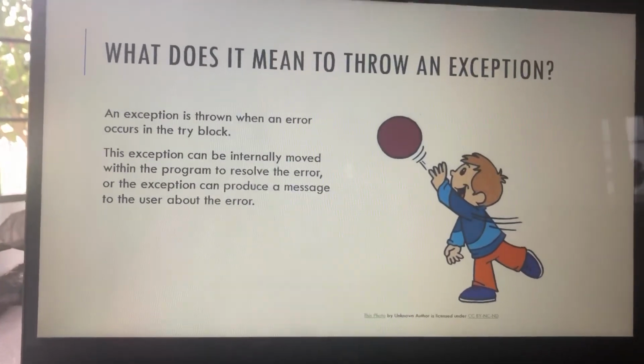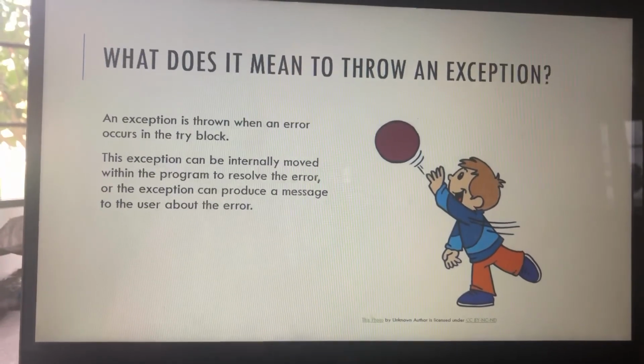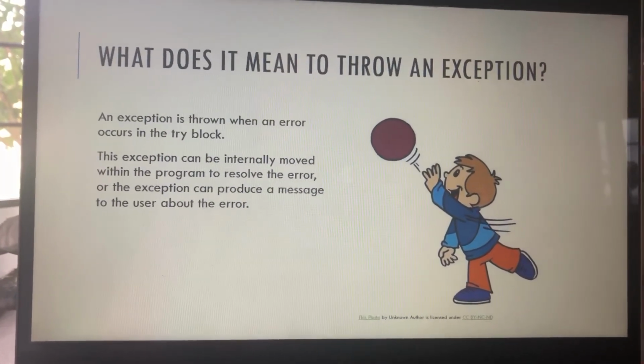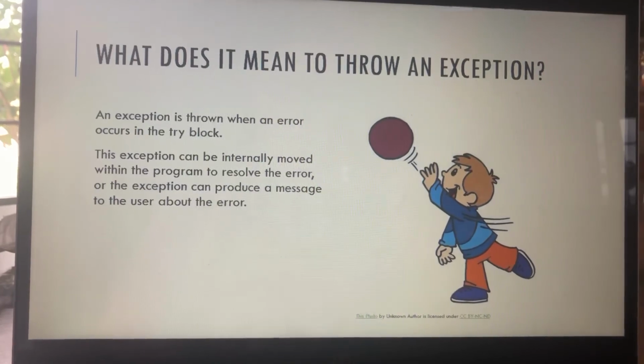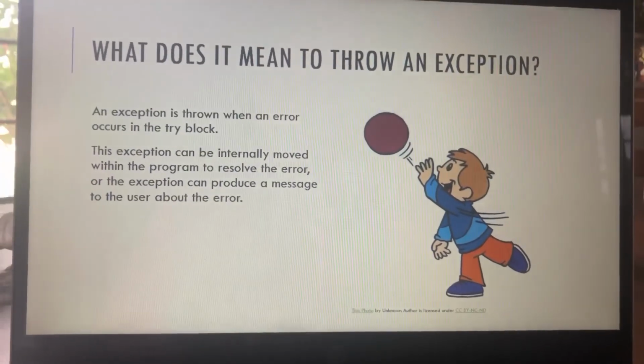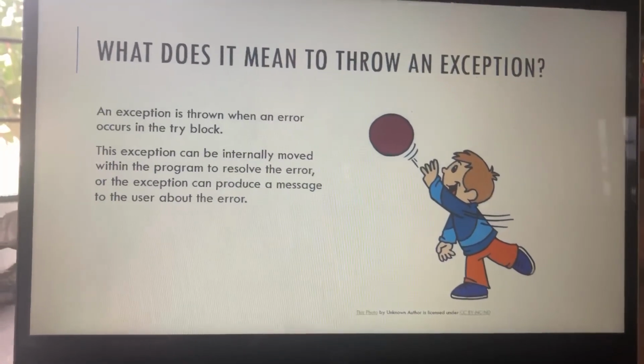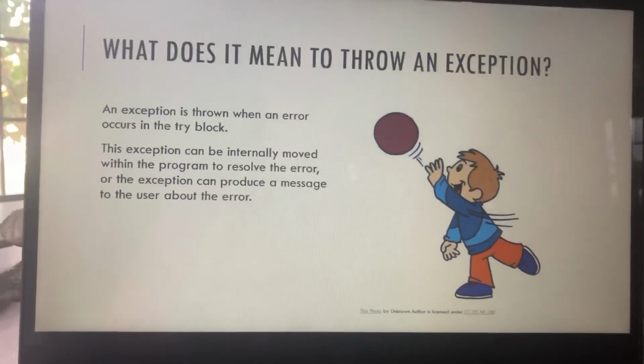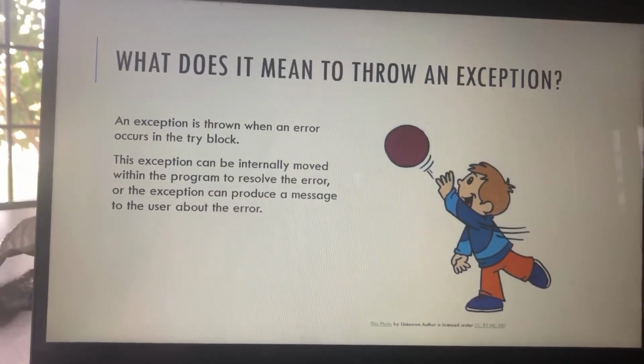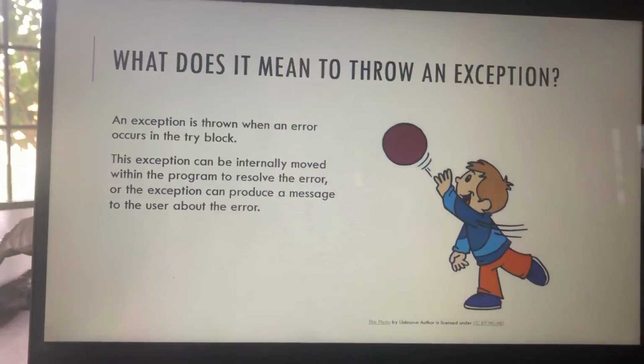What does it mean to throw an exception? An exception is thrown when an error occurs in the try block. This exception can be internally moved within the program to resolve the error, or the exception can produce a message to the user about the error. So it can produce something like, oh, there was an error in the system, or there was an error with this input.